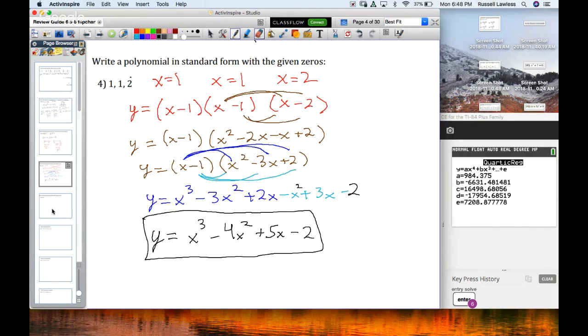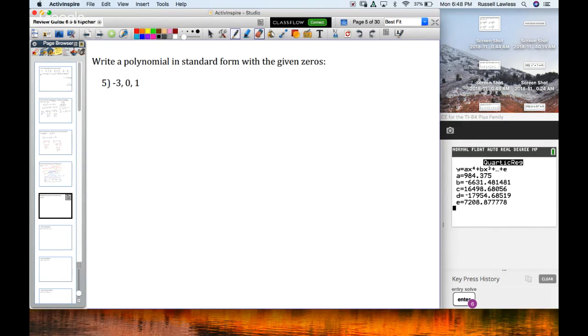Let's keep it moving. And so to keep it moving, let's take a look at number 5. Write a polynomial in standard form with the given zeros. And so with the given zeros here, that's essentially saying x is equal to negative 3, x is equal to 0, and x is equal to 1. So if I'm going to write a polynomial, I'm going to add 3 on both sides, which would create an equation. Here, I can't really do anything, so that's just going to be an x. And then here, I'm going to subtract that 1.